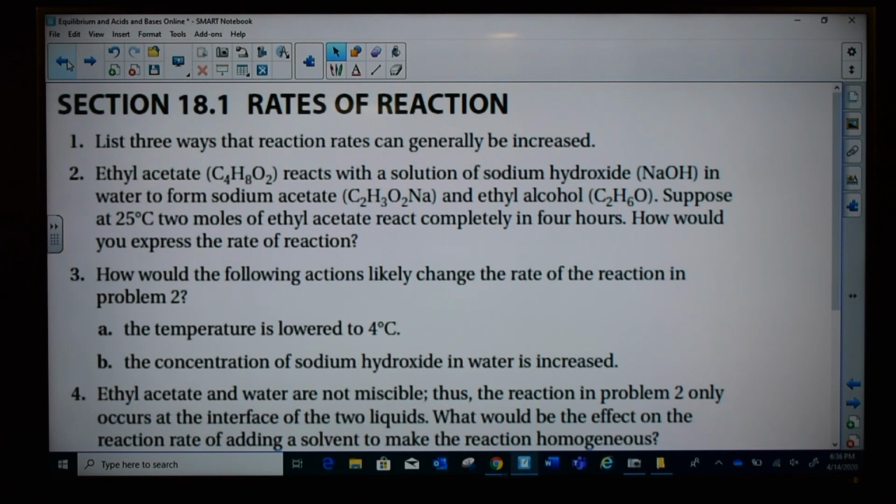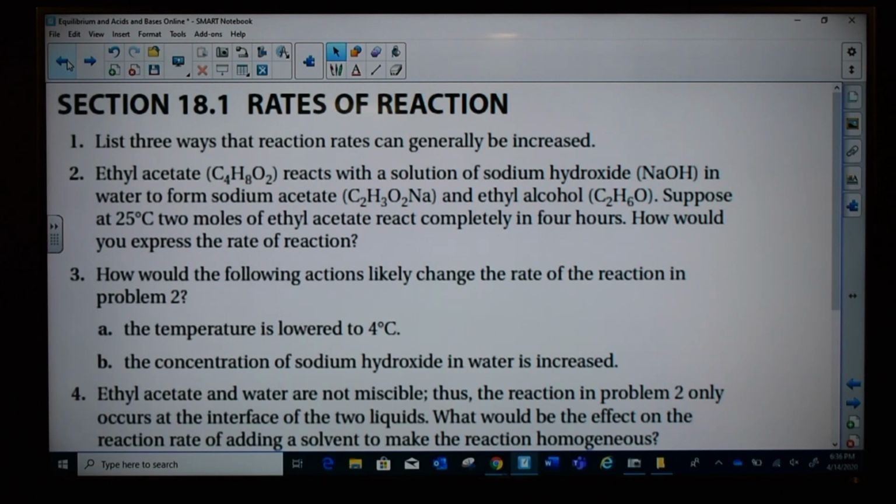Question number 2, ethyl acetate reacts with a solution of sodium hydroxide and forms sodium acetate and ethyl alcohol. Suppose at 25 degrees Celsius, 2 moles of ethyl acetate reacts completely in 4 hours. How would you express the rate of reaction?